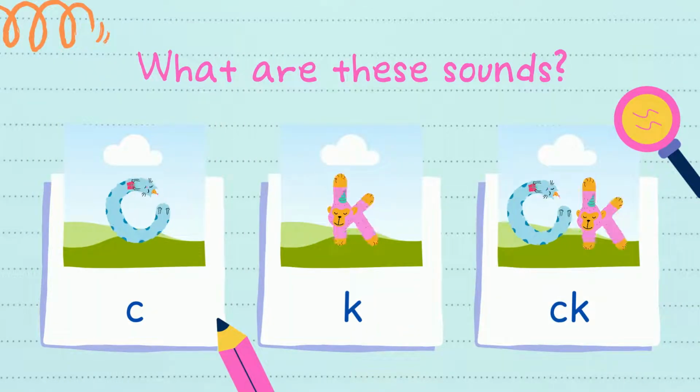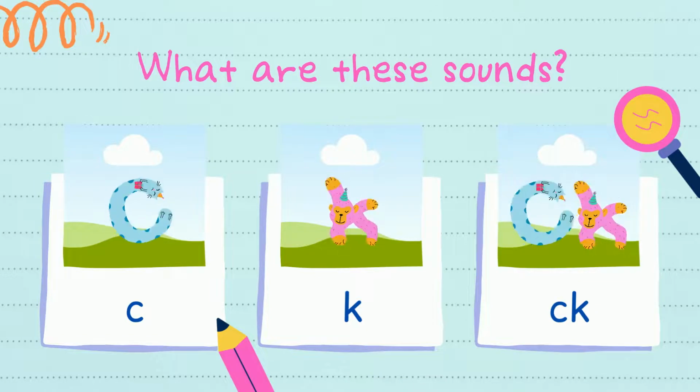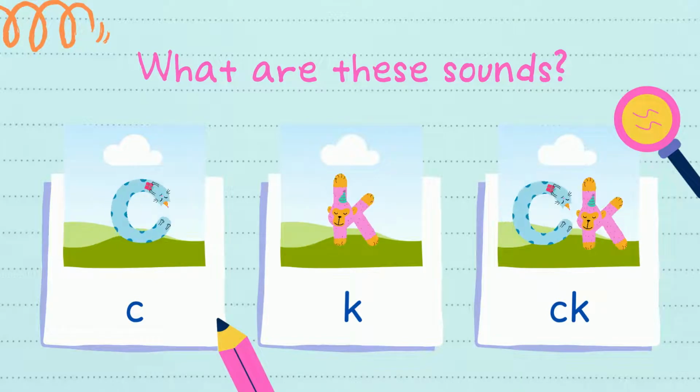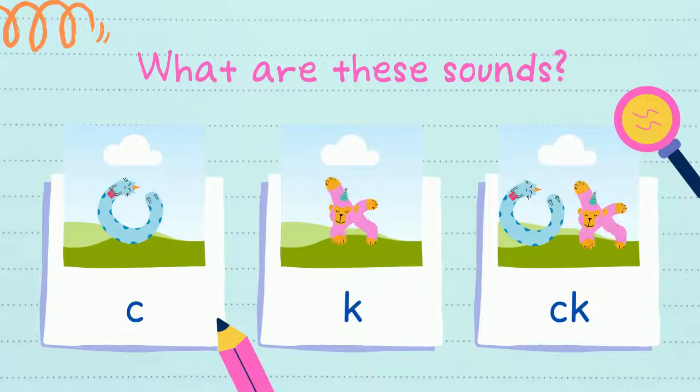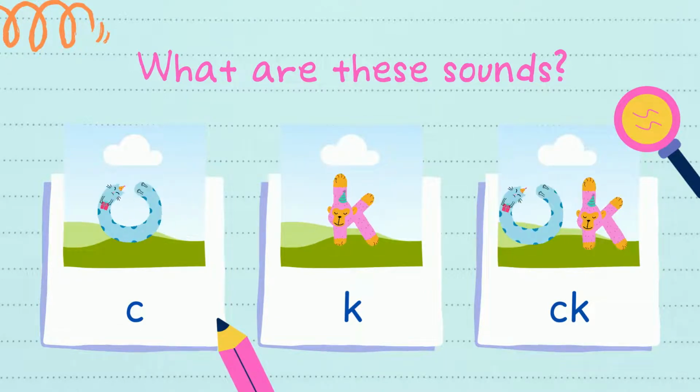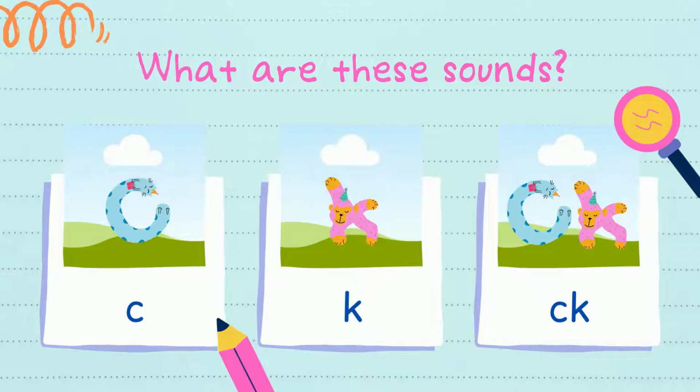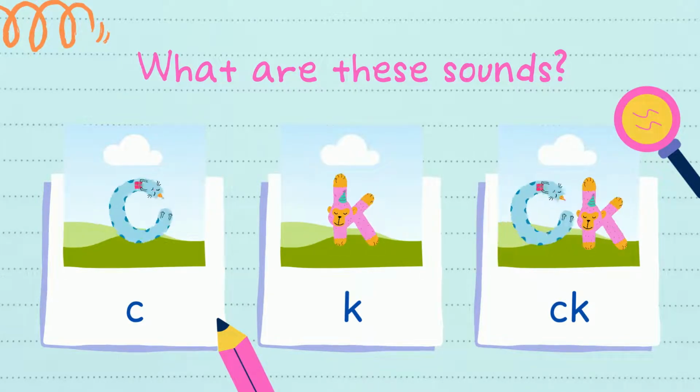Okay, so these letters, letter C and K, look different, but in English, they make the same sound, k. And even when you put them both together, it's still k. So C makes the sound k, K also makes the sound k, and when you put both together, it's still k.